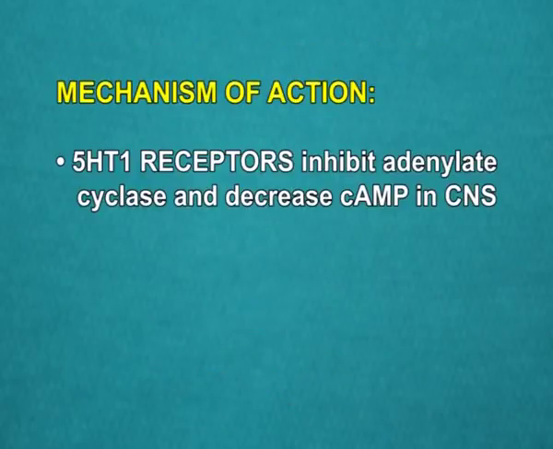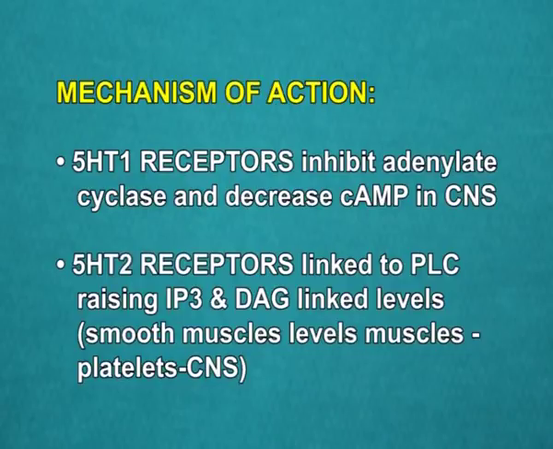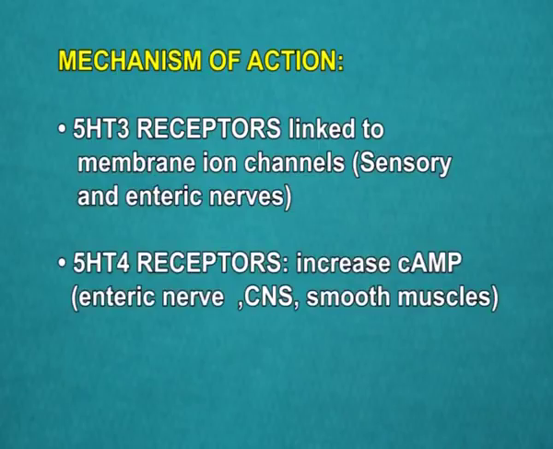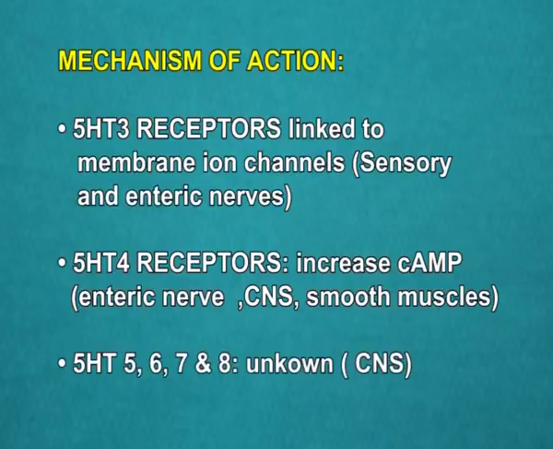Now we will discuss the mechanism of action. 5-HT1 receptors inhibit adenylyl cyclase and decrease cyclic AMP in the CNS. 5-HT2 receptors are linked to PLC, raising IP3 and DAG levels in smooth muscles, platelets and CNS. 5-HT3 receptors are linked to membrane ion channels, sensory and enteric nerves. 5-HT4 receptors increase cyclic AMP in enteric nerves, CNS and smooth muscles. 5-HT5, 6, 7 and 8 are unknown, basically present in the CNS.